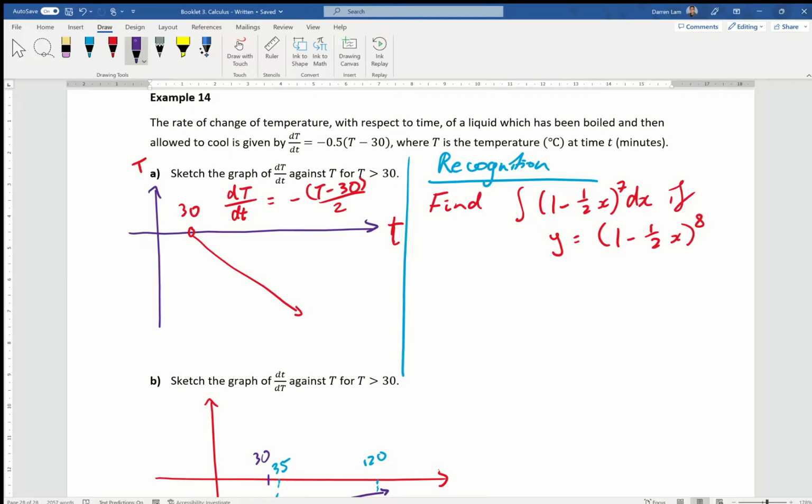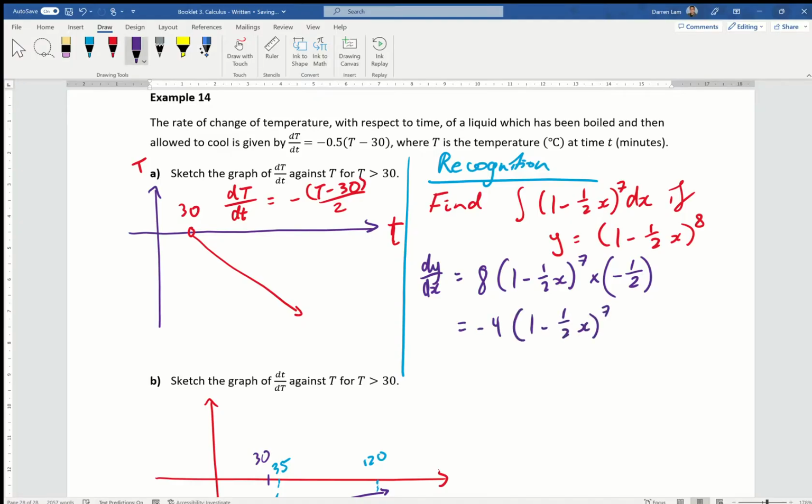I'm going to write dy dx first. So dy dx equals 2, and I'm just going to apply my chain rule. So that's 8, 1 minus half x to the power 7, multiplied by the derivative of the inside function, which is just negative a half, which gives me negative 4 bracket 1 minus half x to the power of 7. You will know very soon why this is called integration by recognition.